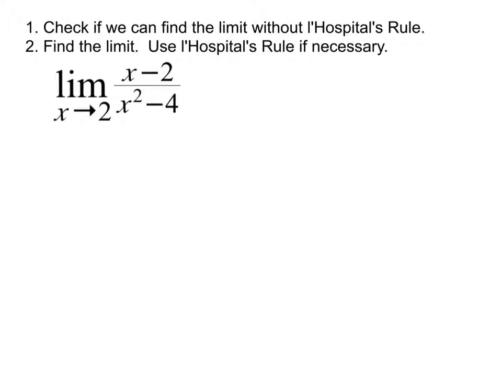Alright, so for our next problem that we're going to practice with, again we go through the same steps. Step 1, check if we can find the limit without using L'Hopital's rule. Well, that basically means going back to those old skills that we have. And in this case, do you see how we can simplify this rational expression before we do anything else? Because notice the bottom factors. So that means we're doing the limit as x approaches 2 of x minus 2 over x minus 2, x plus 2.